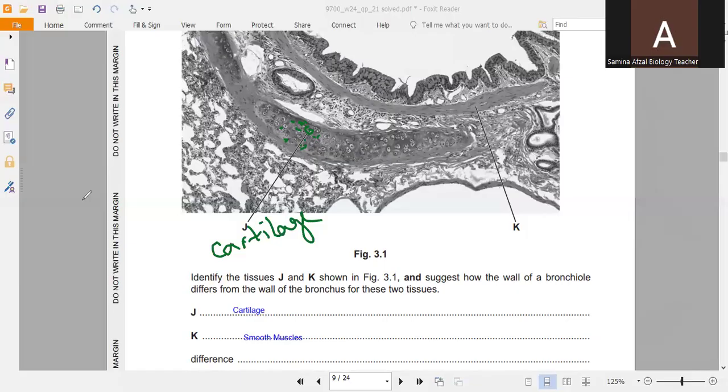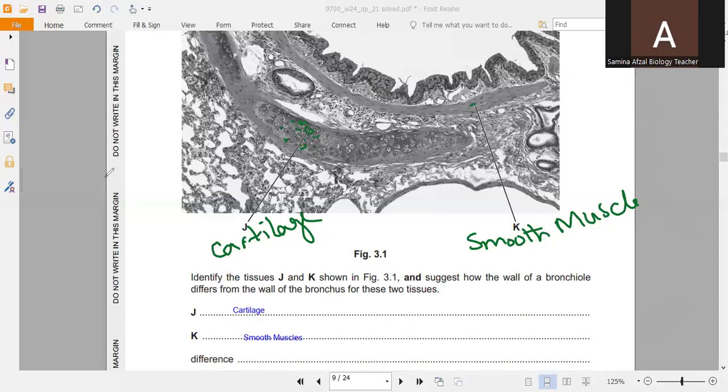And the other labeling, K, is smooth muscle. Smooth muscles are composed of smooth muscle cells. They are elongated, spindle shaped, so capable of contraction. So the function of muscles is contraction and relaxation.